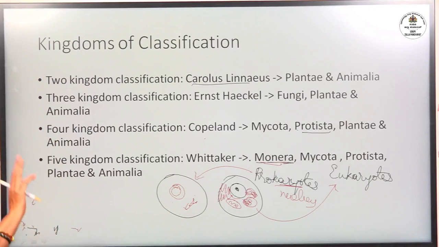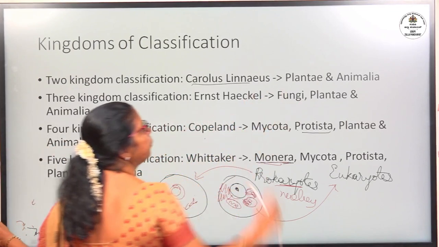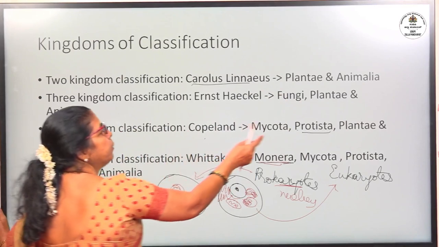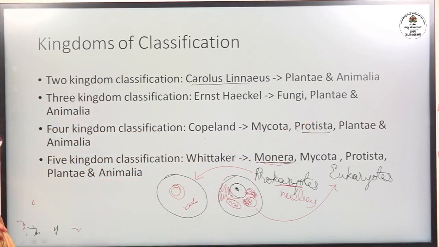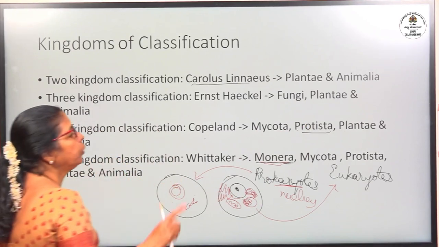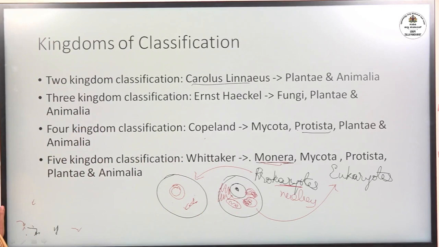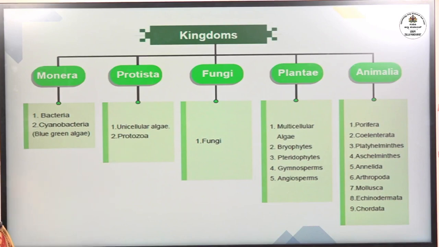So this is regarding the different kingdoms of classification or systems of classification. Initially, it was Plantae and Animalia. In the three kingdom system, Ernst Haeckel introduced Mycota. In the four kingdom system, unicellular eukaryotic organisms are kept under Protista. And then under the five kingdom system, unicellular prokaryotic organisms are separated into kingdom Monera, and then all other kingdoms. So this is the outline of classification with different kingdoms. The kingdom Monera includes bacteria and cyanobacteria, and one more comes here, that is archaebacteria.